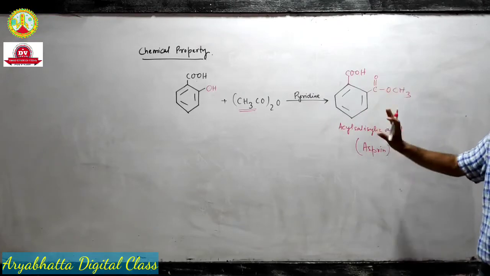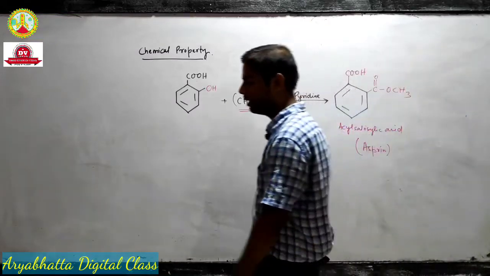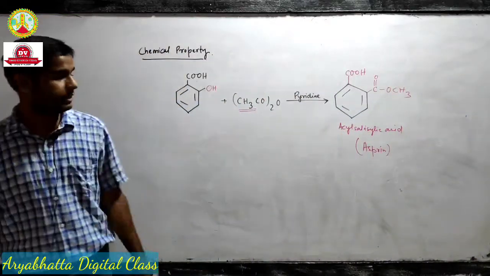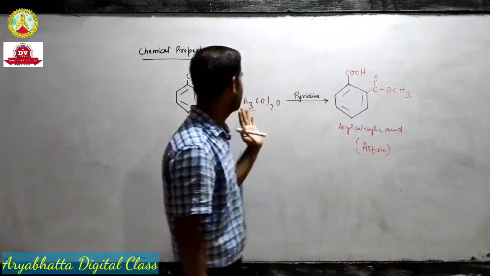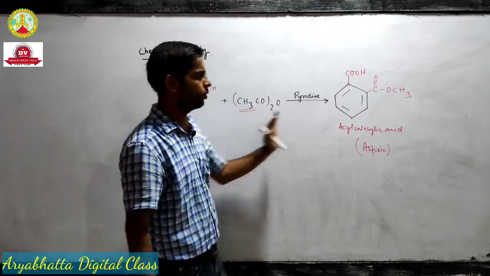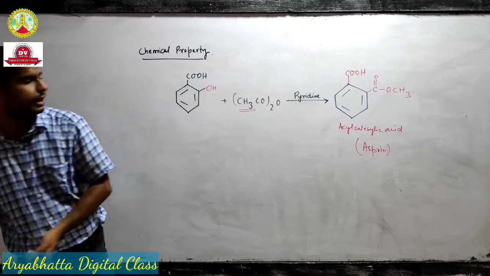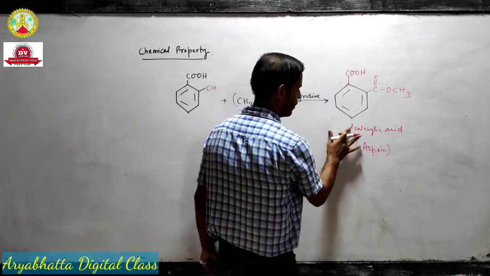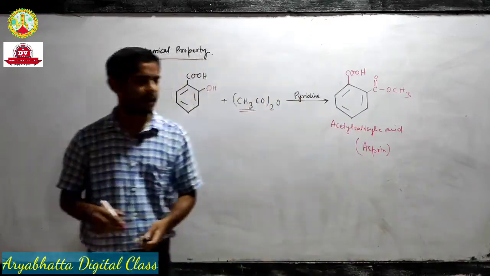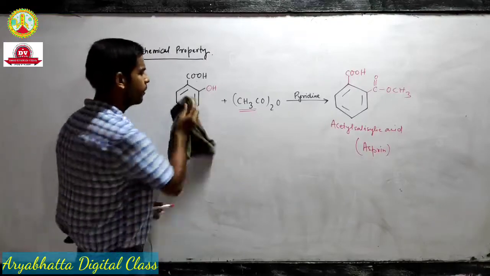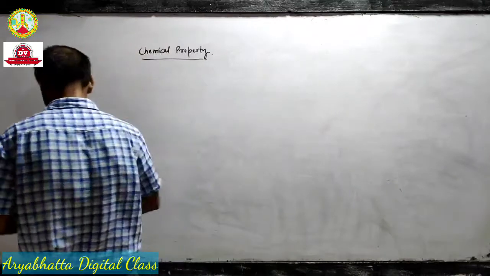So this is a very important compound and it can be prepared by using this esterification reaction, in which salicylic acid or 2-hydroxybenzoic acid reacts with ethanoic anhydride producing acyl salicylic acid, oh sorry, not acyl, acetyl salicylic acid or aspirin.